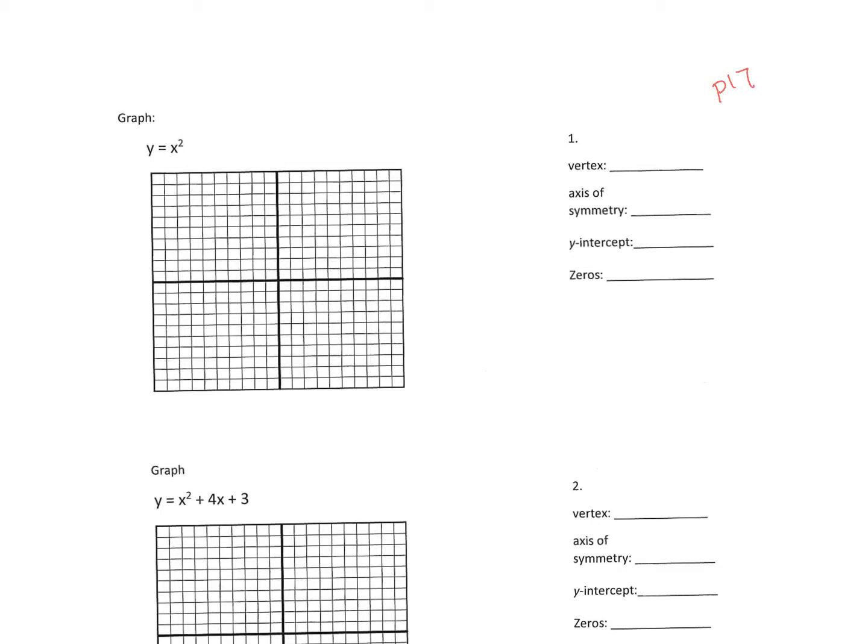So we're going to be graphing quadratics. So y equals x squared is my parent graph. It hasn't been shifted left or right or up or down. So my vertex is at the origin (0, 0). So I put a dot for my vertex.